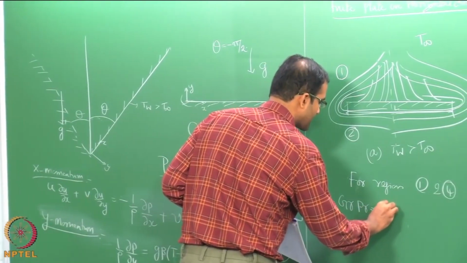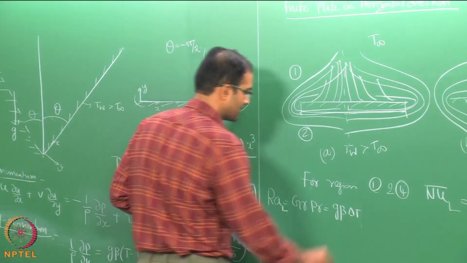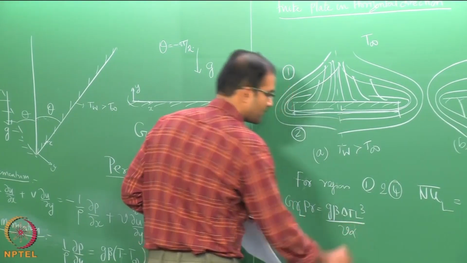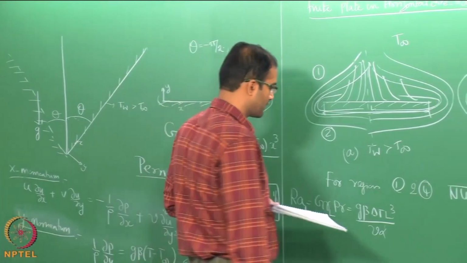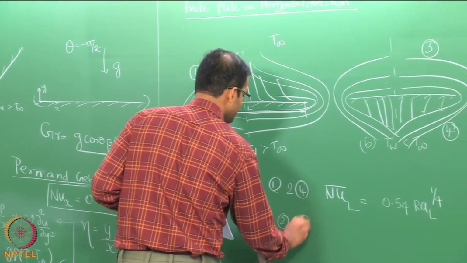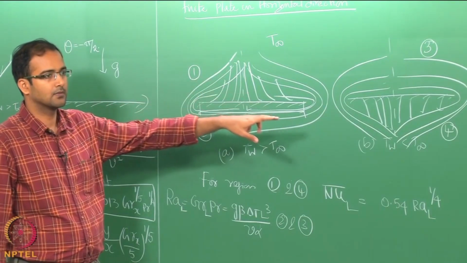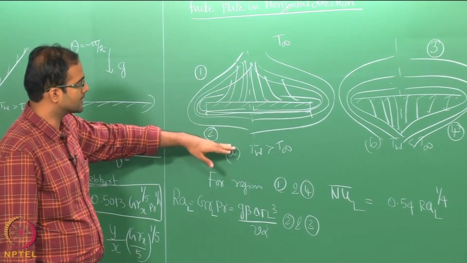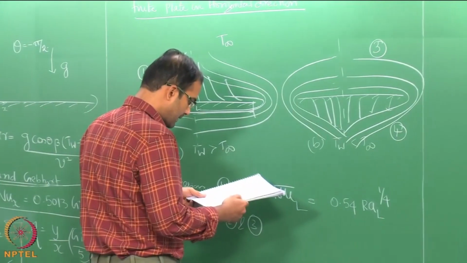So, this will be nothing but g beta delta T. Now, if you define this based on the plate length, this will be L cube by nu into alpha, right. There is the product of Grashof and Prandtl number. So, similarly for regions 2 and 3. So, region 1 and 4. So, region 1 is the upper surface of the heated plate, 4 is the bottom surface of the cold plate. Now, for regions 2 and 3, that is the bottom surface of the heated plate and upper surface of the cold plate, we have again identical flow pattern.